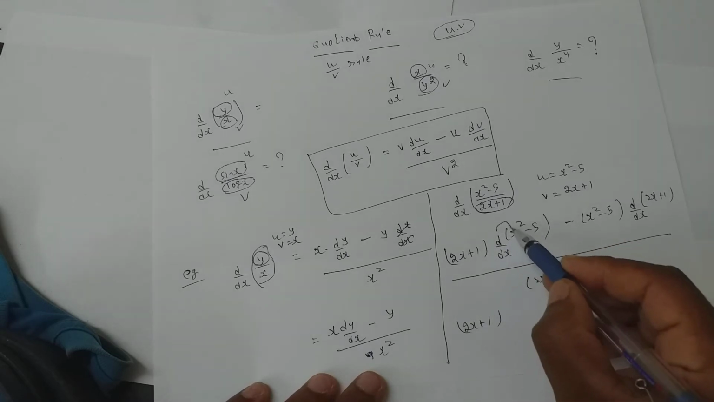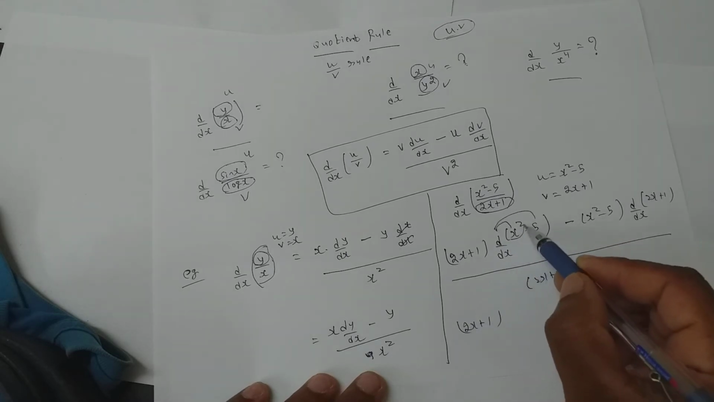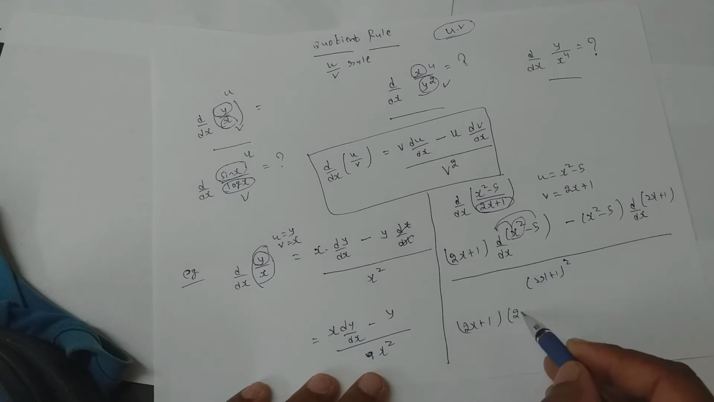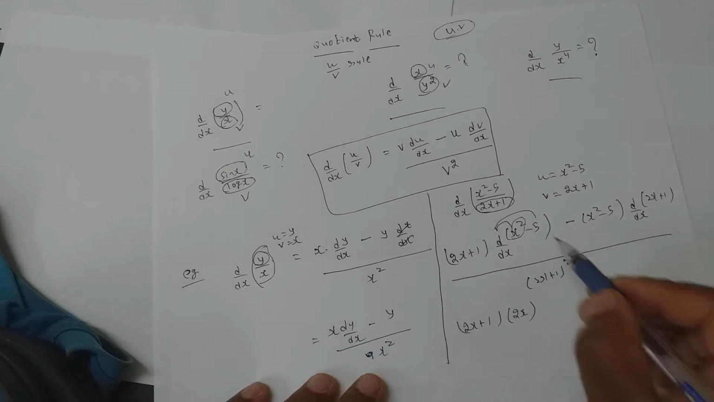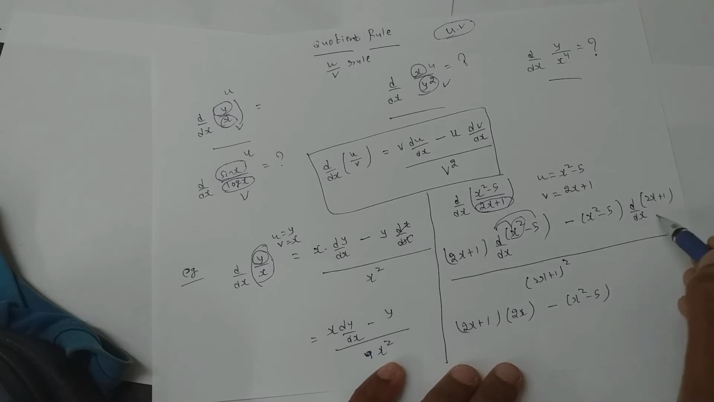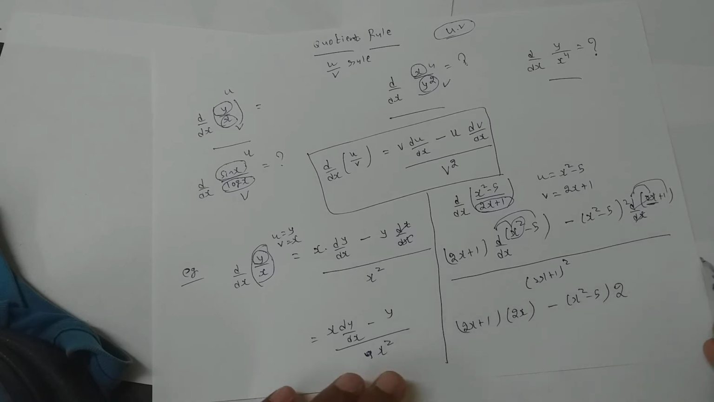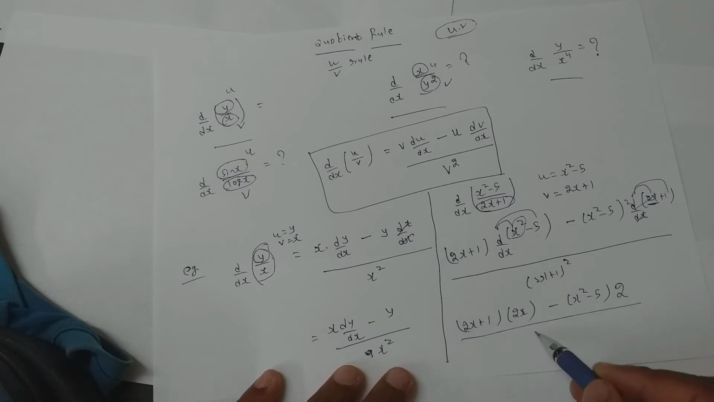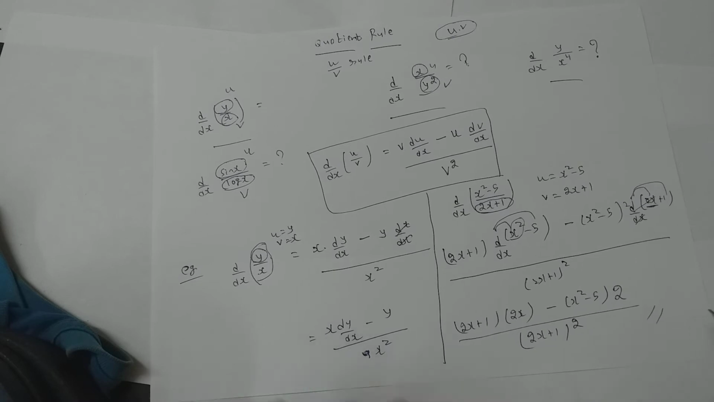d by dx applies to each term. When it is applied on x square, I get 2x. When it is applied on 5, I get 0. That I am not writing. Minus x square minus 5. Now here also d by dx gets applied to each. When it is applied to 2x, 2 comes out, dx gets cancelled, left out is 2. When it is applied to 1, it is 0. And the denominator as it is. So this is the answer.